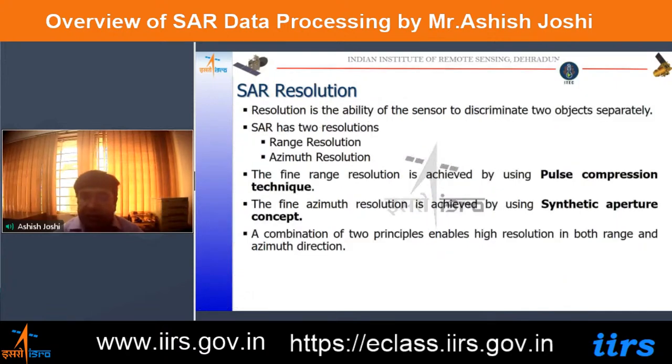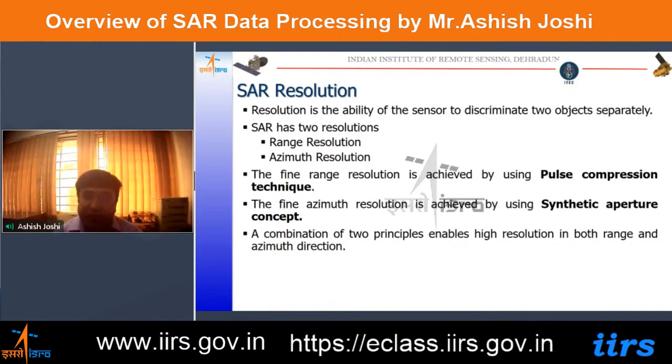So SAR has two resolutions. One is called the range resolution, and the second is called the azimuth resolution. Because normal radar will not produce images, we have to use some principles to obtain high resolution images. The fine range resolution is achieved by using the pulse compression technique, and the fine azimuth resolution is achieved by using the synthetic aperture concept. A combination of these two principles enables high resolution in both range and azimuth direction.